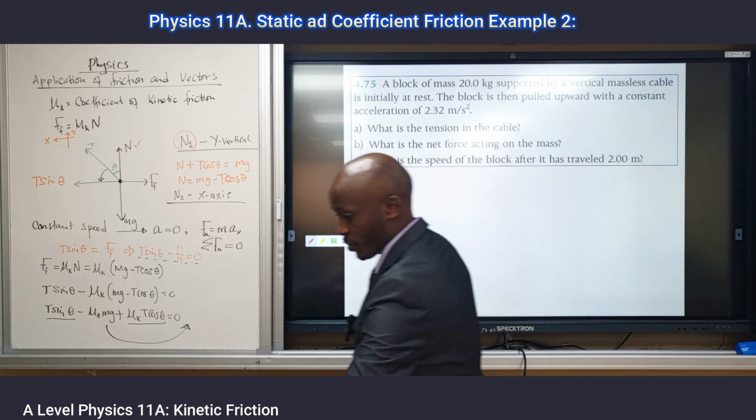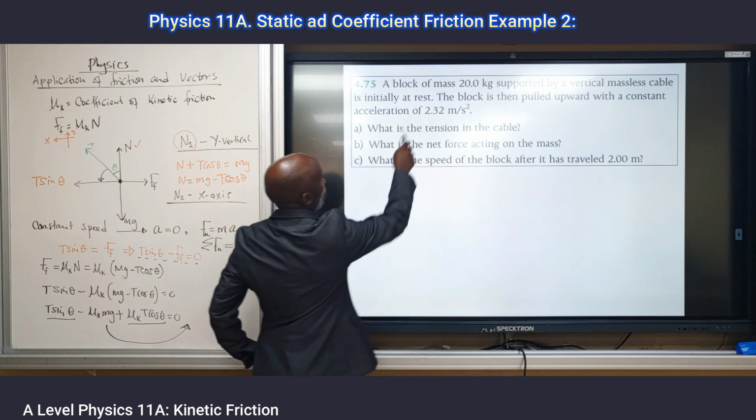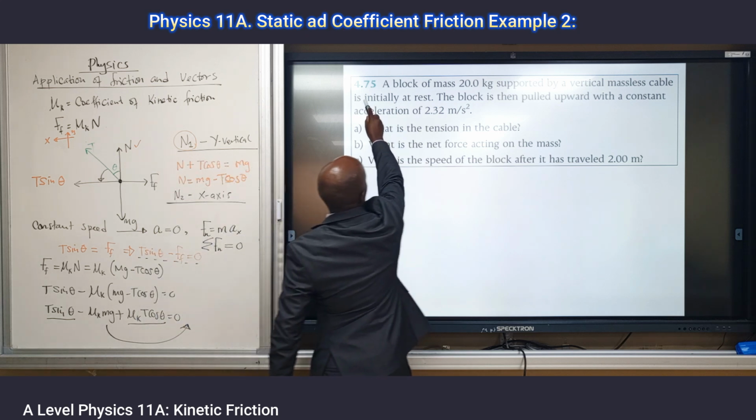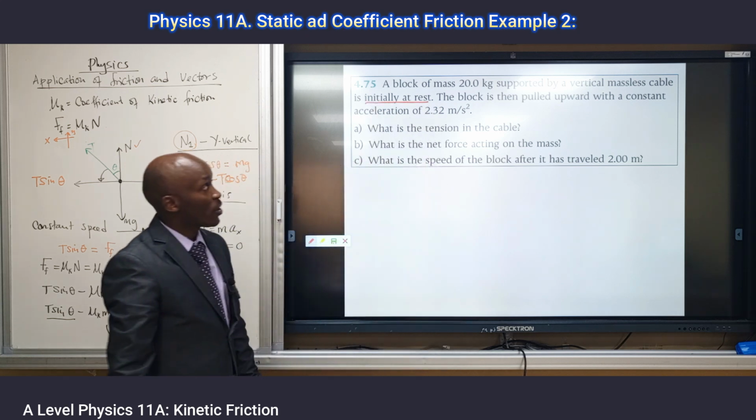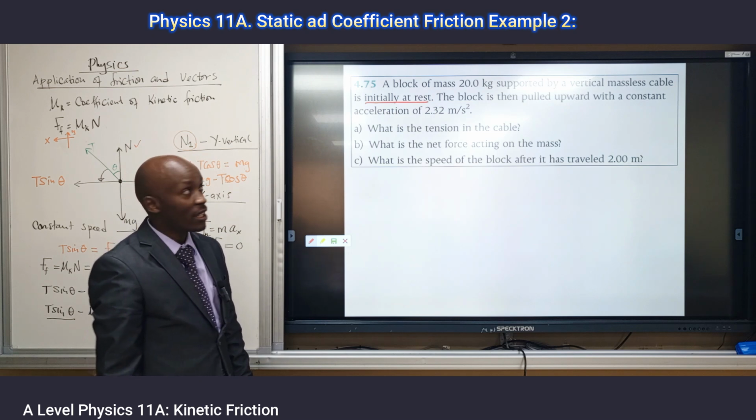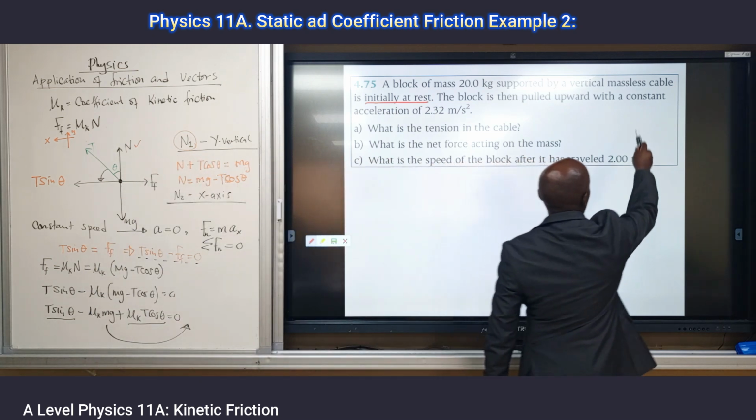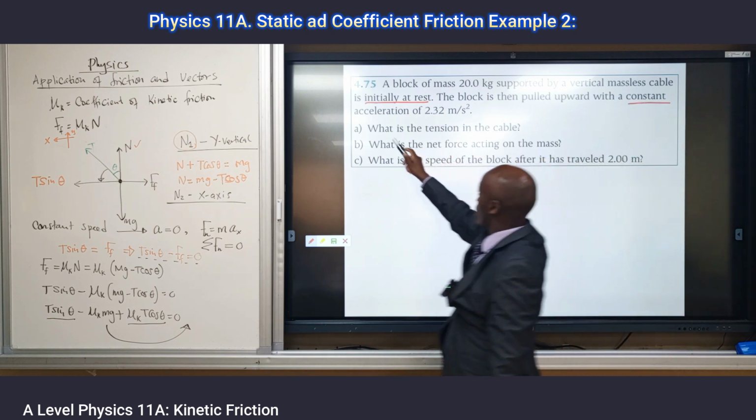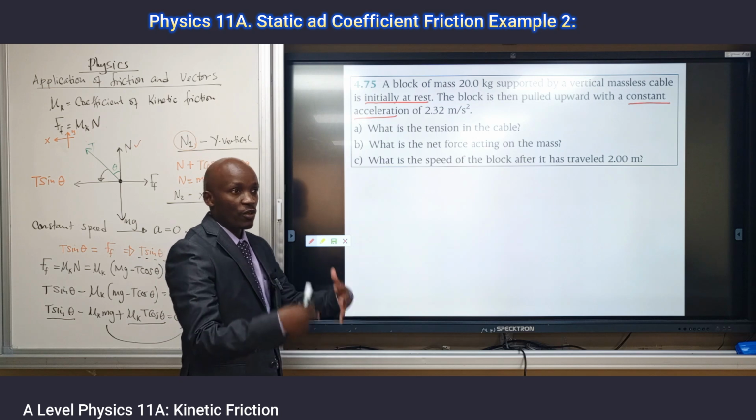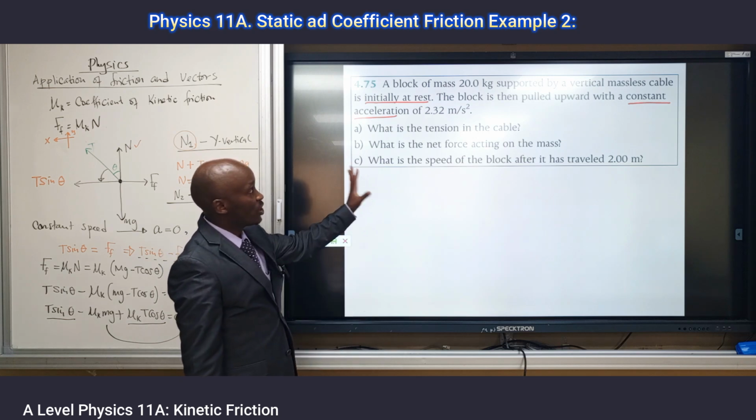For this question, a block of mass 20 kg supported by a vertical massless cable is initially at rest. That's a very important statement. The block is then pulled upwards with a constant acceleration. Again, the words constant acceleration will enable us to use what we call the kinematics equations or equations of motion. So what is the tension in the cable?